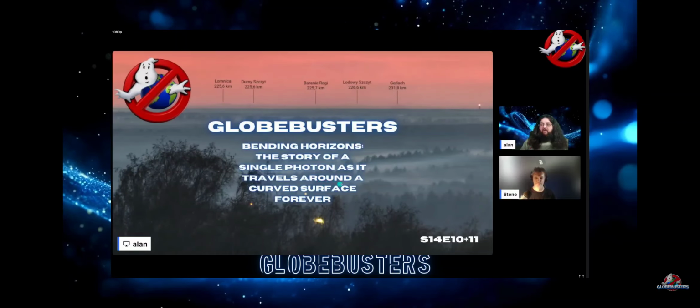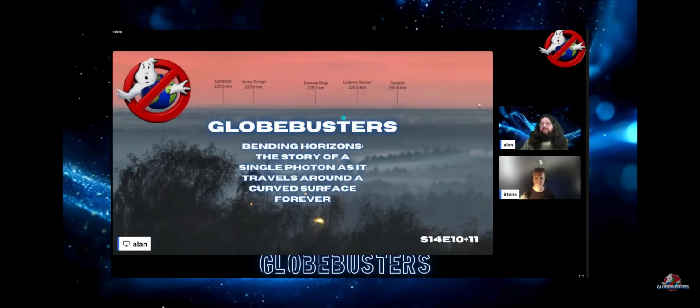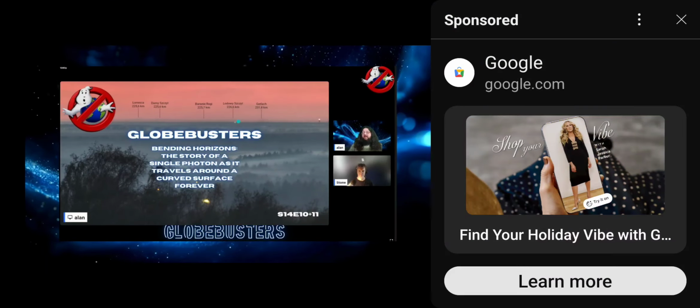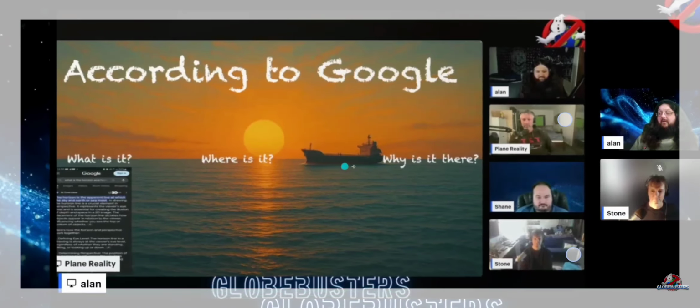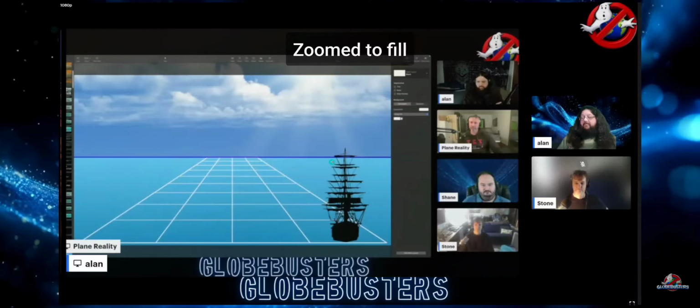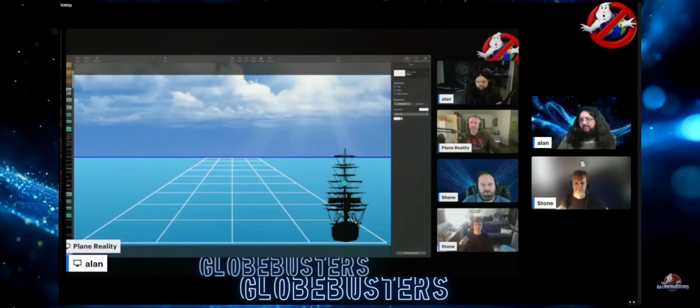And then for presentations 10 and 11, Paul from Plain Reality came by and showed us about refraction and how the horizon changes throughout the day, and it's an apparent effect due to optics and refraction rather than geometric Earth curvature. Went over a ton of material there and some awesome diagrams showing Bob and Sally.